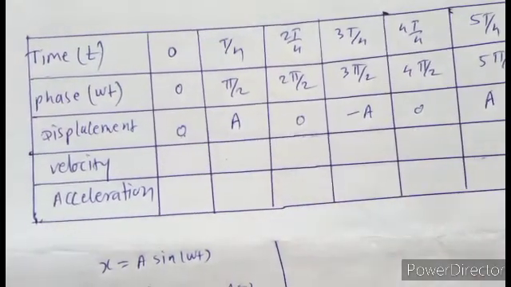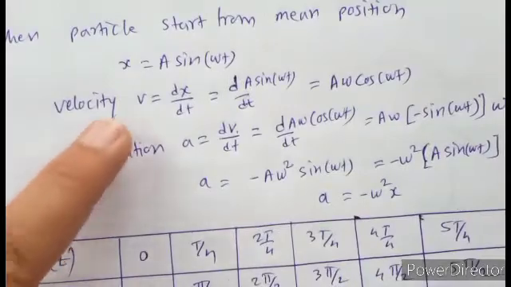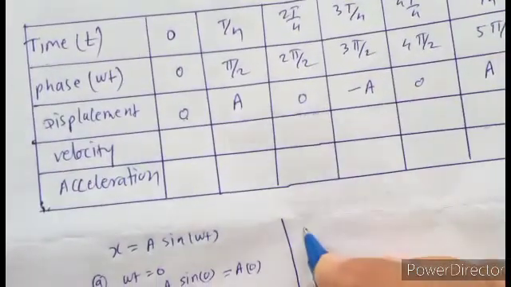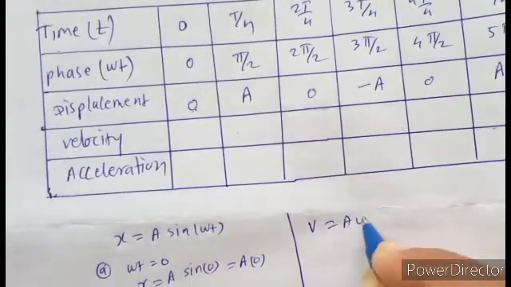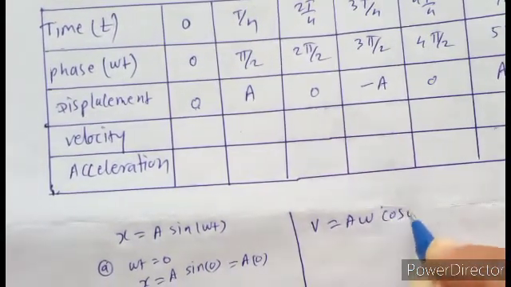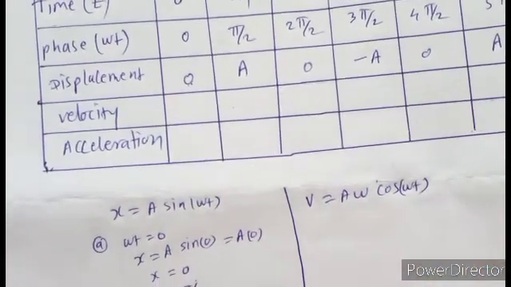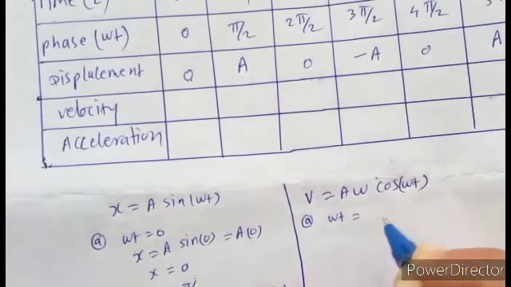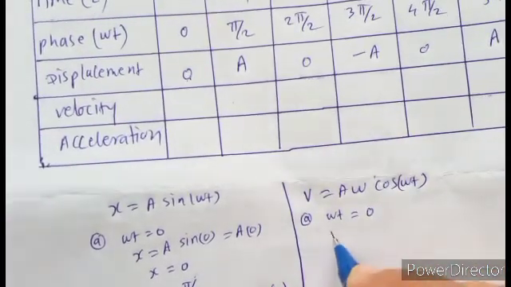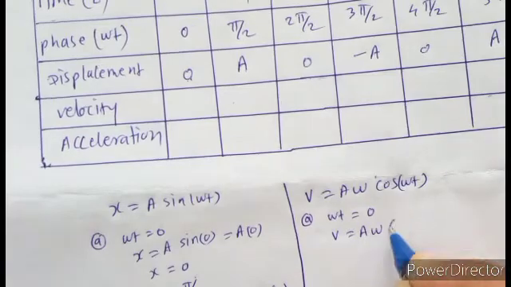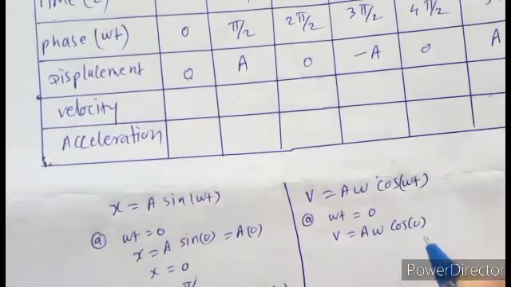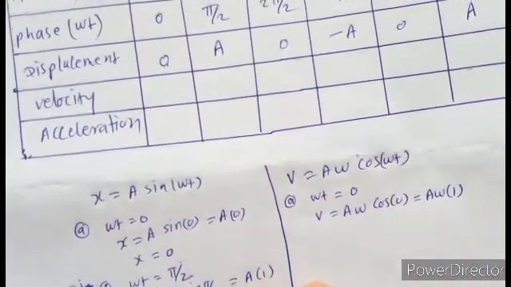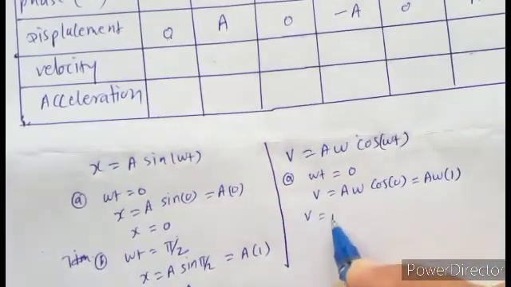For velocity, we know the formula of velocity. Velocity is nothing but A omega cos of omega t. So v is A omega cos of omega t. For the first value, omega t is equal to 0, v is equal to A omega cos of 0. Cos 0 is 1, so A omega into 1, we get v is equal to A omega.